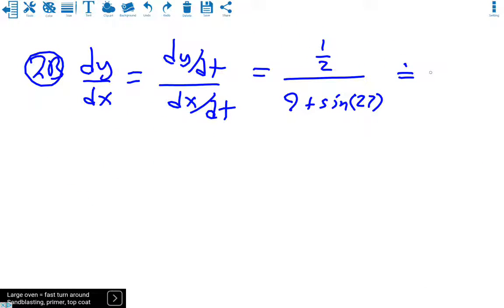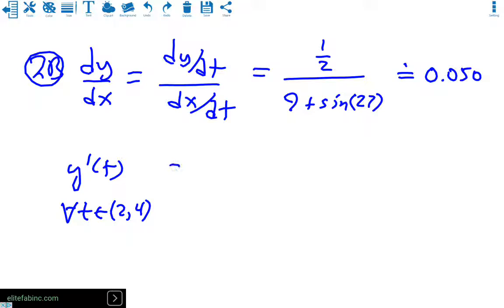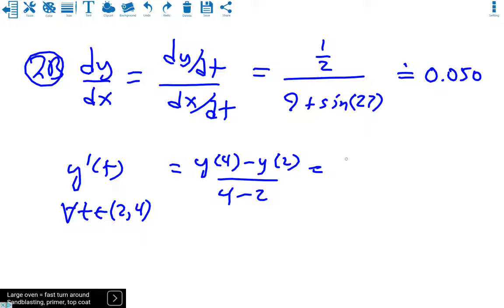So I'm going to say 0.050. And just for fun, y prime of t for all t on the interval from 2 to 4, that line segment that we talked about, isn't that y of 4 minus y of 2, I don't know if you have to show this, but there you go, just to be complete, over 4 minus 2, which was 0 minus -1 over 2, which is 1/2, just to show where the 1/2 came from.